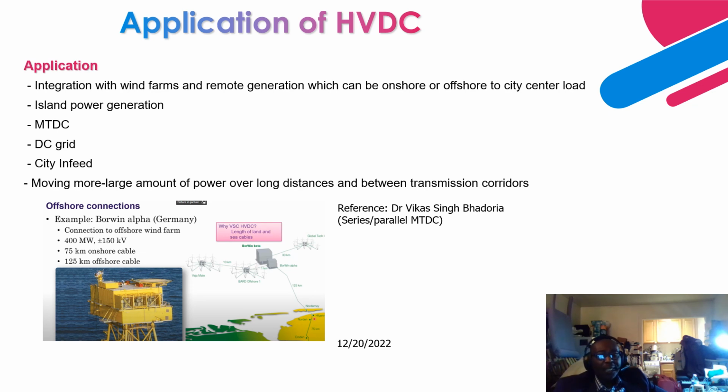And in between transmission corridors, let's say you have a 50 hertz transmission and a 60 hertz transmission. Brazil utilizes a 60 hertz transmission, and Argentina utilizes a 50 hertz transmission. So to import and export power between both countries, that can be achieved by HVDC in a back-to-back configuration, which is called a frequency transformation.